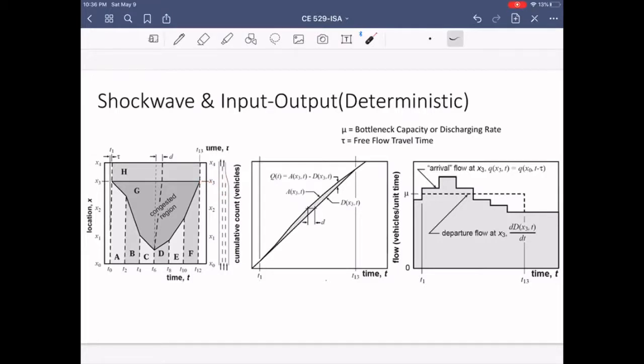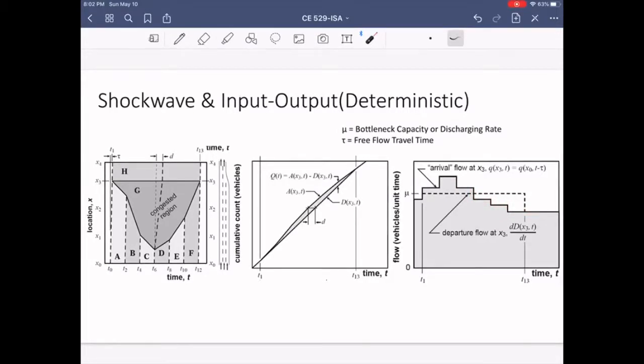And if you take a look at this graph right here, this line represents the arrival flow, and this line represents mu, or the bottleneck capacity. So once there are more cars coming in than the bottleneck capacity, congestion is created. And during this congestion, mu is equal to the discharge rate, because only the bottleneck capacity can be discharged from this area. And once the arrival flow falls below mu, it means that the queue starts to diminish from this point.